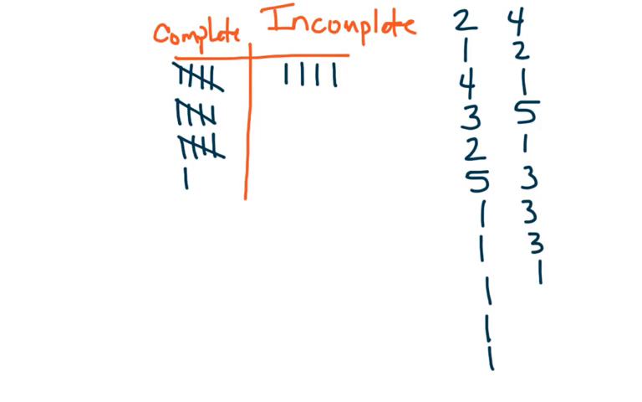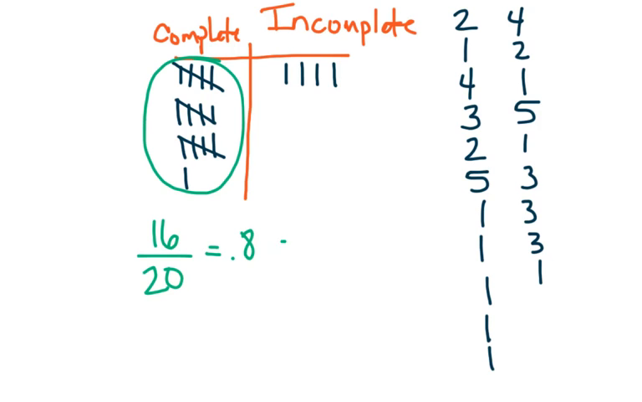So that represents the passes. If I do an experimental probability of this, I see that I have completed 16 out of 20 passes. And if you do the calculation there, 16 divided by 20 is 0.8. So in my experiment, he completed 80% of his passes. So it was higher than expected. Let's move on to the next problem.